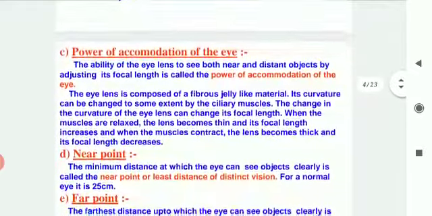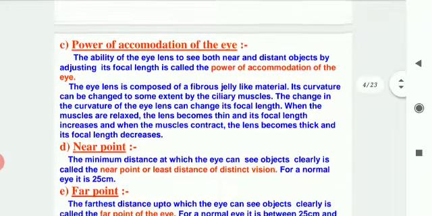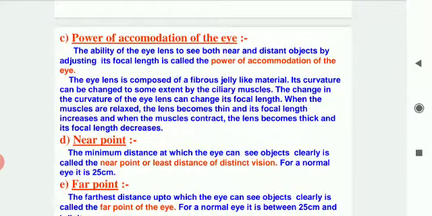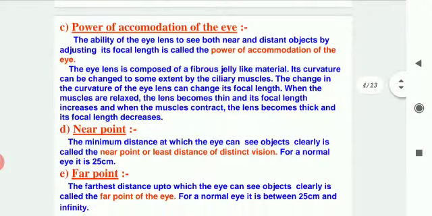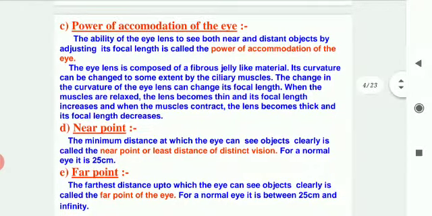Now, power of accommodation of the eye. The ability of the eye lens to see both near and distant objects by adjusting its focal length is called the power of accommodation of the eye. The eye lens is composed of a fibrous jelly-like material. Its curvature can be changed to some extent by the ciliary muscles. The change in the curvature of the eye lens can change its focal length.